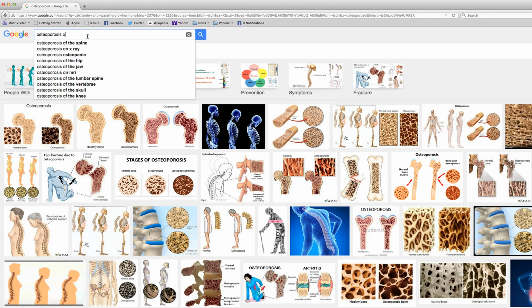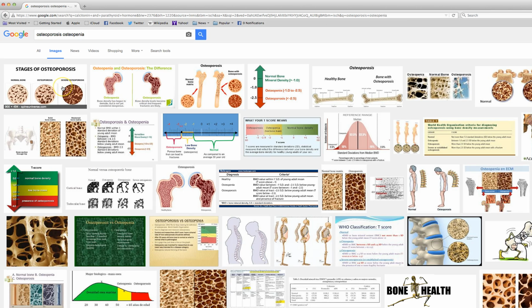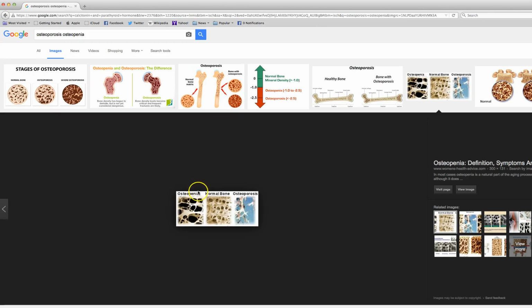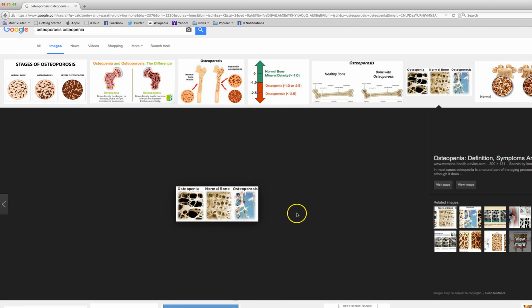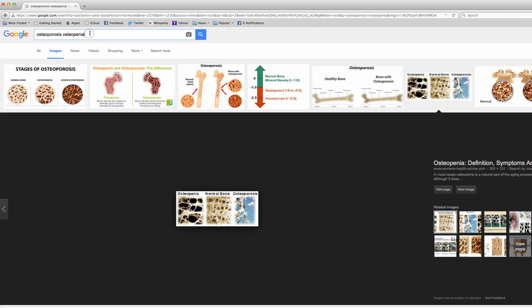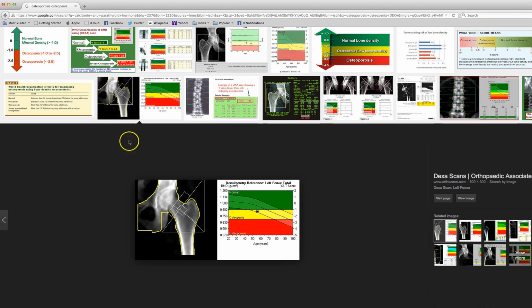Osteoporosis versus osteopenia is another good example. Osteopenia is the step between osteoporosis and normal, the middle ground between these. We calculate these based on a DEXA scan. The DEXA scan is how they calculate how much bone mass you have, so it measures how dense your bone tissue is.